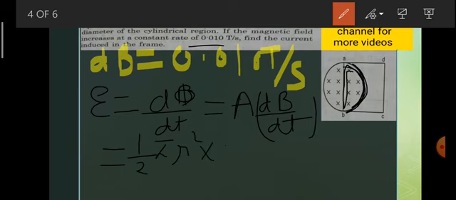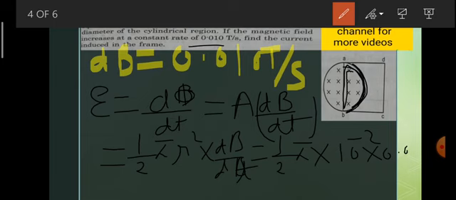Put the values of r in this equation. We will get 1/2 pi, and r is 10 centimeter, so convert 10 centimeter into meter, which is 10 to the power minus 1 meter. So r square will be 10 to the power minus 2 meter square. Okay, and dB over dt is 0.010.